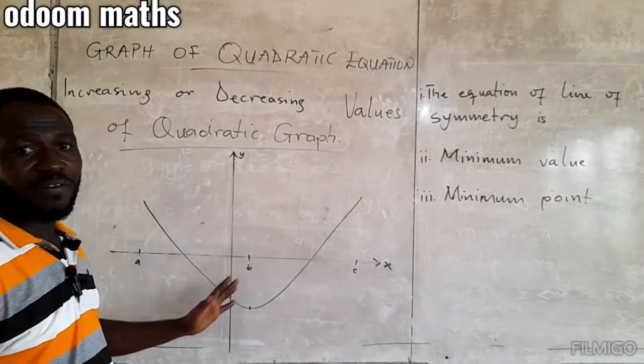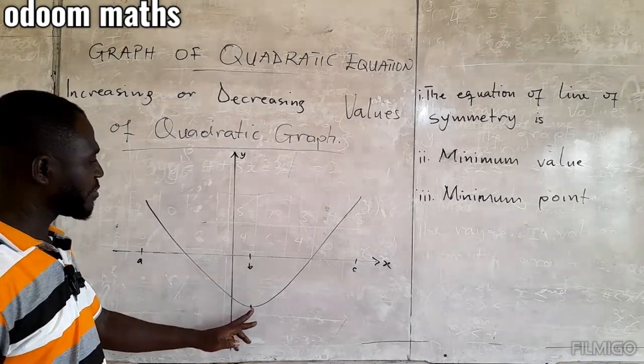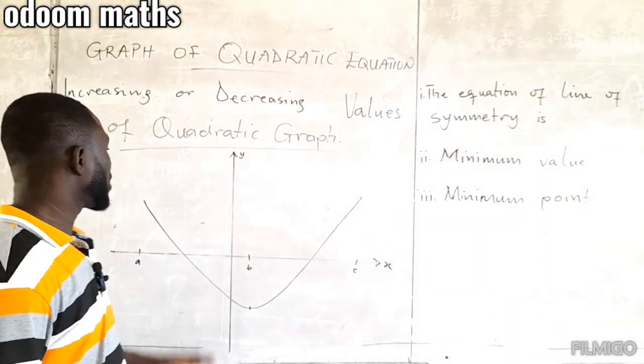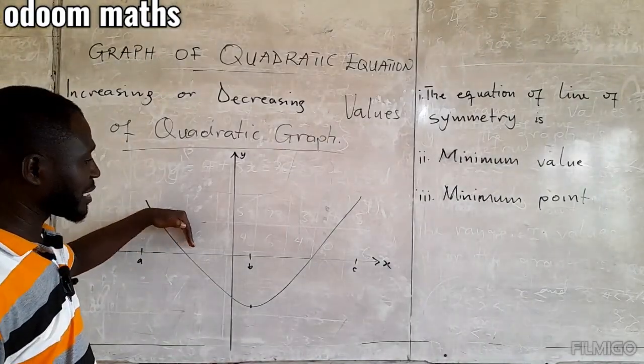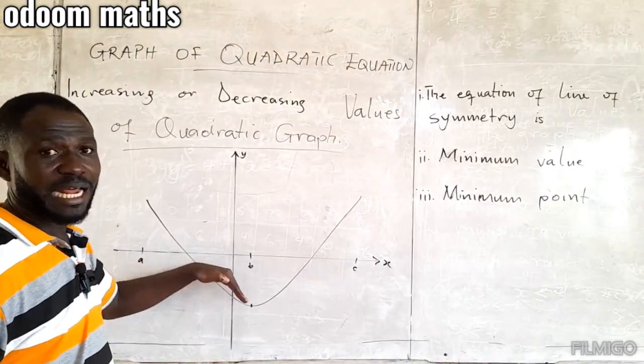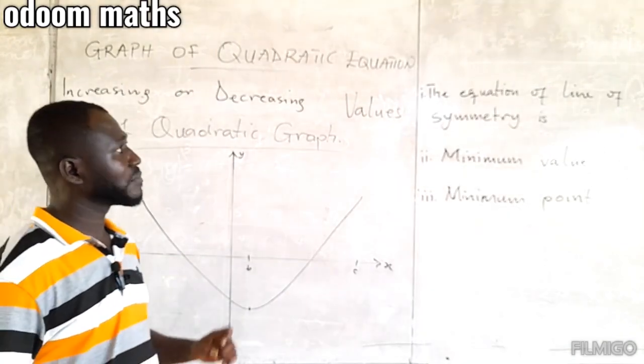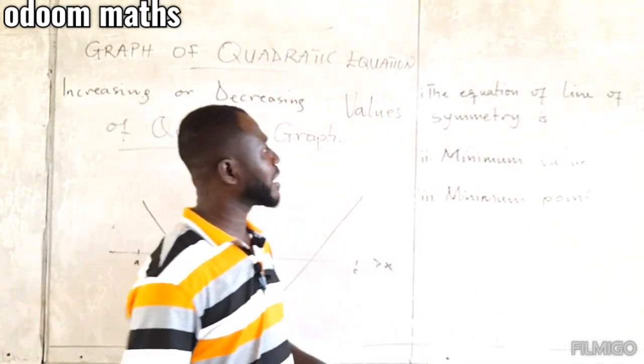Now, when we are given this to state the increasing and then decreasing values, we decrease from this point to this point, and then increase from this point to this point. So when you are from here going down, that is, you are in a valley, you are moving down, you are decreasing in height, and then you increase in height again. Now let's look at the equation of line of symmetry.